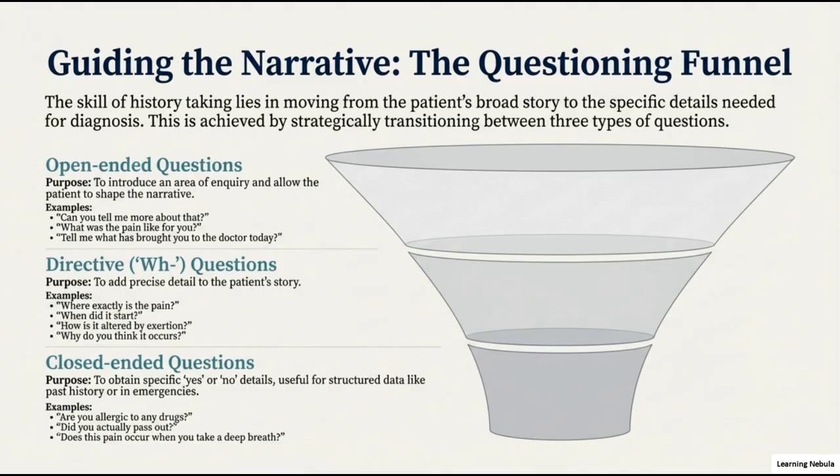So once they've told the story, you move down the funnel to the middle section, directive questions. This is where you add the detail. Where exactly is the pain? When did it start? You're taking their raw story and starting to organize it. And at the very bottom, the narrowest point, closed-ended questions. The yes or no questions. Did you actually pass out? Are you allergic to drugs? You use these to nail down specific facts, but the slide implies you do this after the narrative is out. Right. If you start here, it's an interrogation. If you end here, it's just clarification. Precisely.